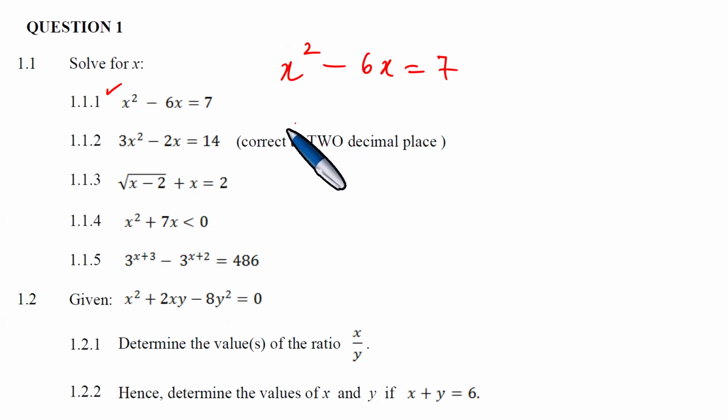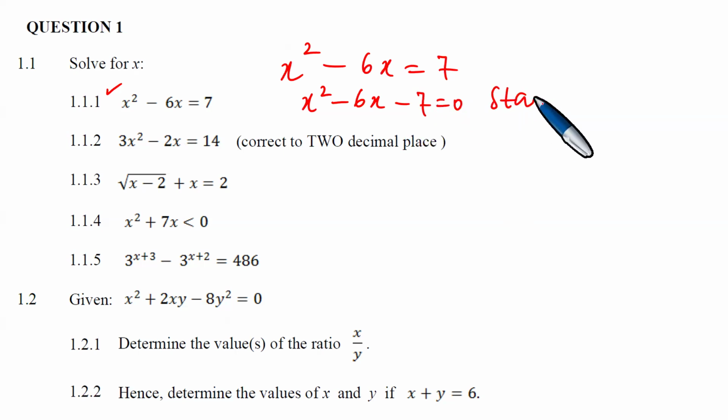We should express it in standard form. So we write this quadratic equation in standard form, and this equals 0, and this is what we call the standard form of the quadratic. Next, what do we do now? What do we do now after it is written in standard form?